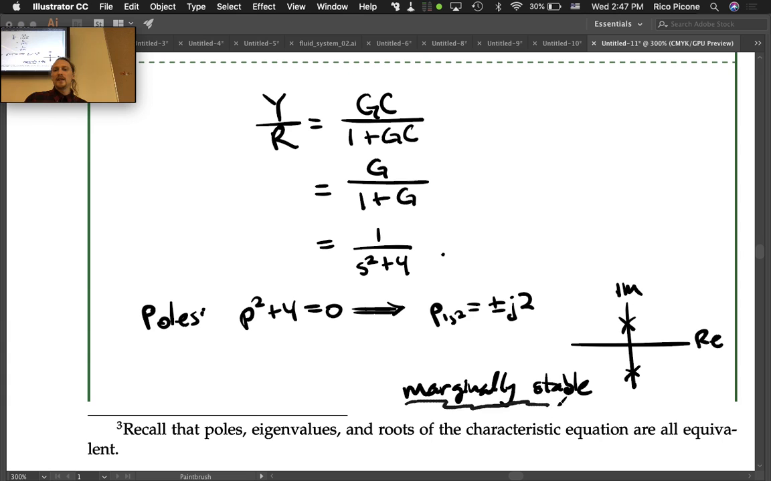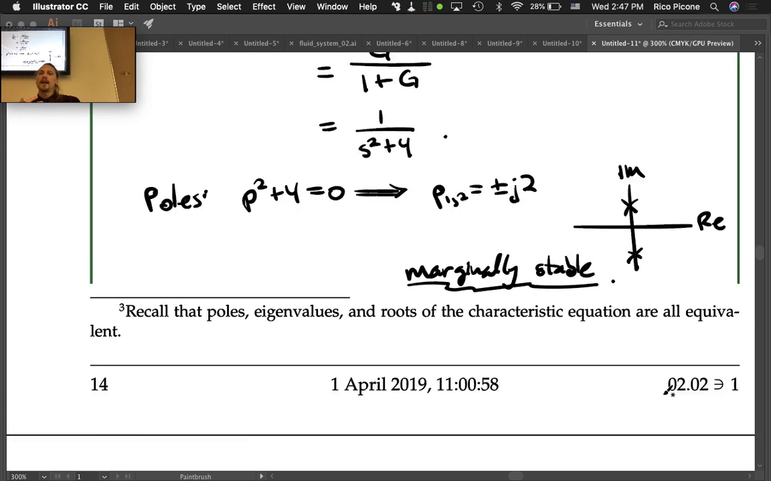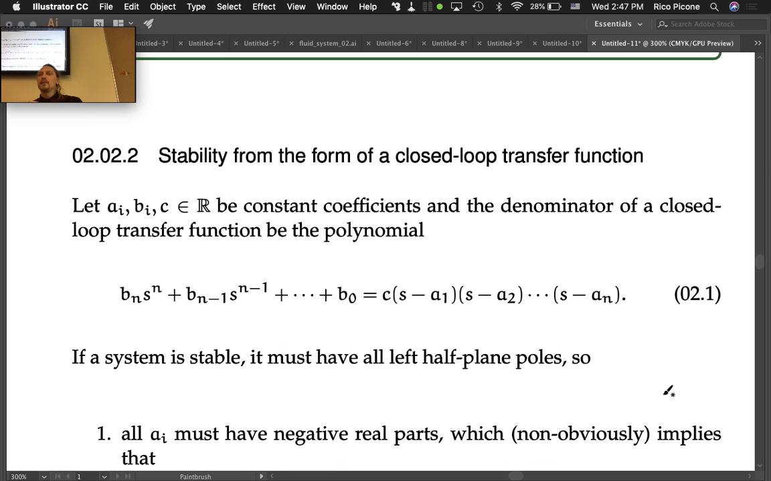Great. So we did this by actually solving for what the poles are and going back to the definition of the stability criteria that are based on where the pole locations are. So that's a good start. But it would be nice if we could identify stability without having to compute what the poles are, or at least have an idea of what stability is before we compute what the poles are.